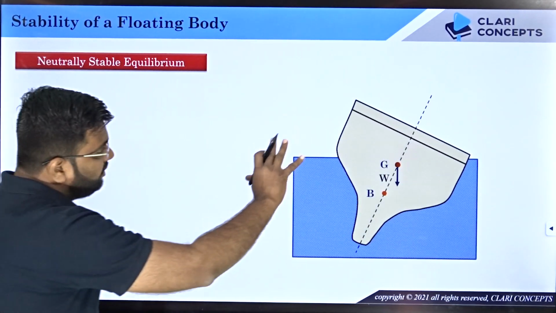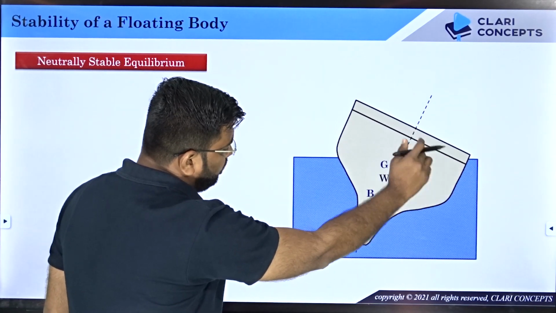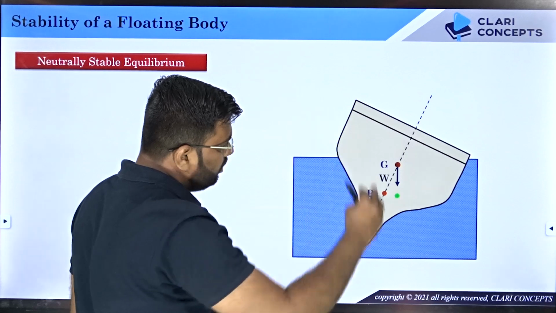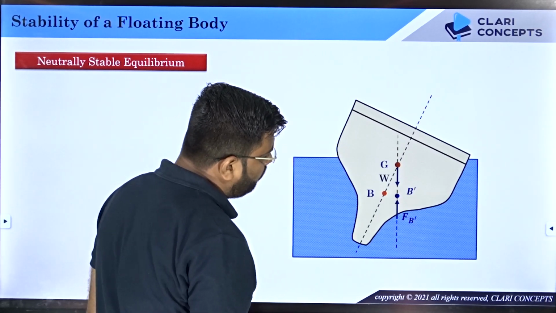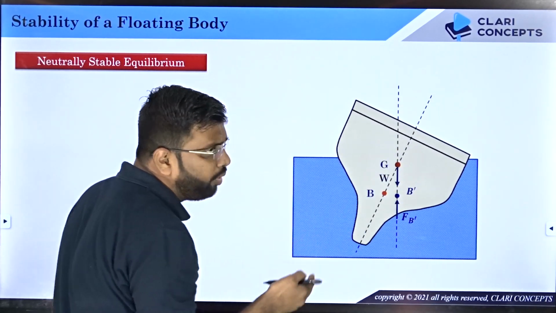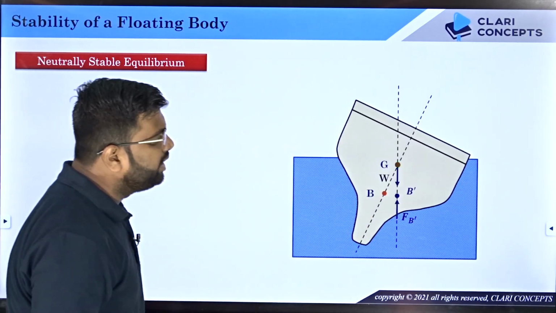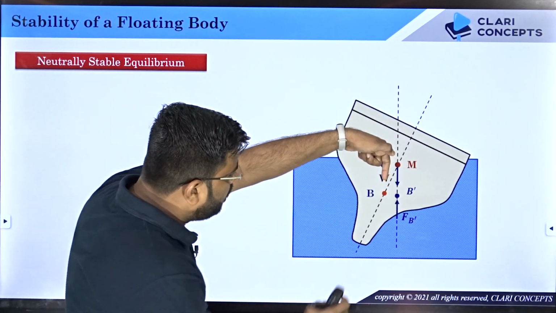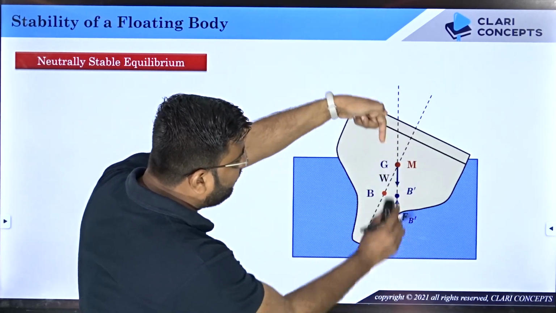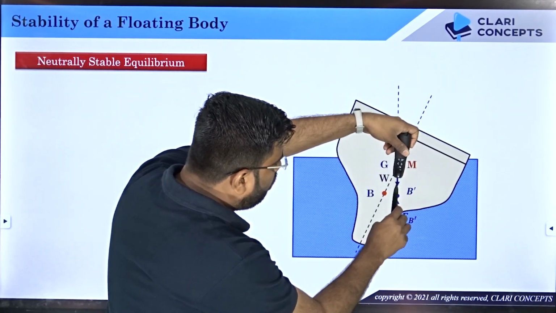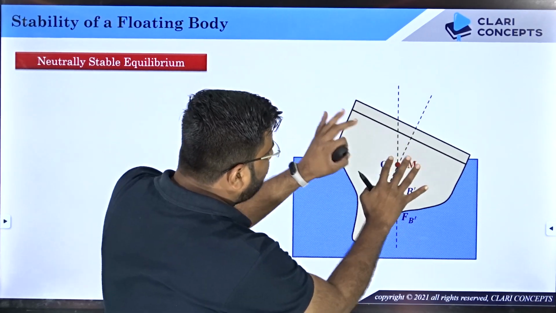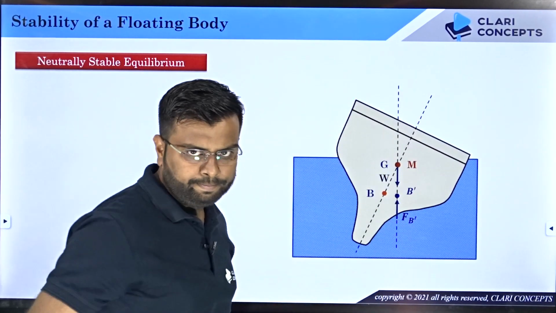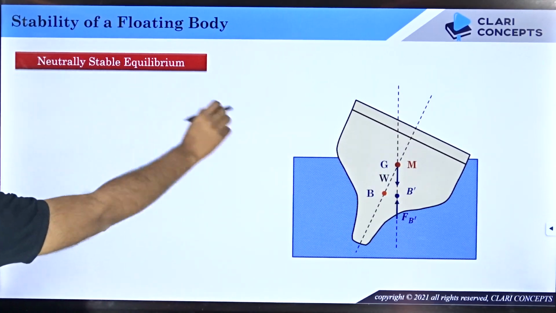So let's say the body is tilted in such a way that the new center of buoyancy is somewhere over here, right? Now if you draw the line, the line of intersection with the original or previous center of buoyancy is somewhere over here on G itself. So your M is also on G. That means what? Weight is acting downward and the buoyancy force acts on the same line. That means there is no couple being produced. The body will stay as it is. It will neither come back to its original position, nor will it fall over. That means the body is in neutrally stable equilibrium.